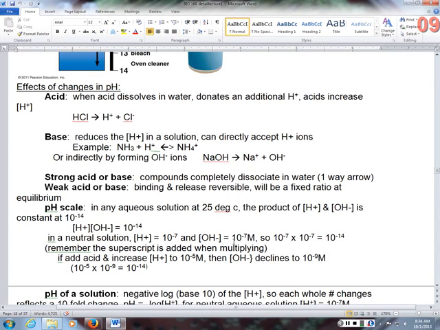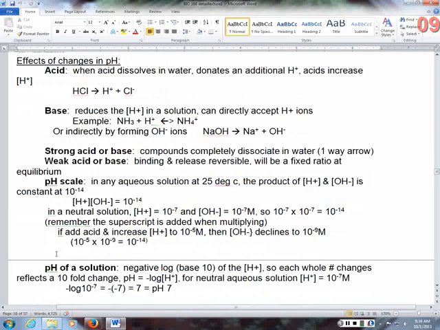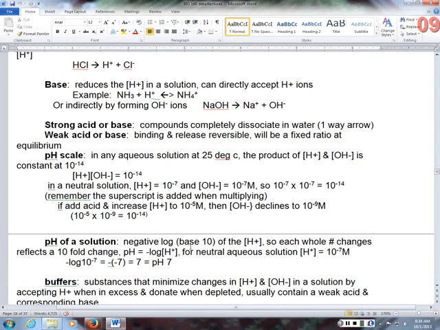So your pH scale is calculated in an aqueous solution at 25 degrees Celsius. It's the product of the concentration of the hydrogen ions and the hydroxides. You're not going to have to calculate this out here. I'll save this fun for you in chemistry. But basically, you've got the concentration of the hydrogen ions at 10 to the negative 7th, the hydroxides 10 to the negative 7th. So when you multiply those, it comes out to be 10 to the negative 14. That's why the pH scale is 0 to 14. So there is a mathematical reason behind it.